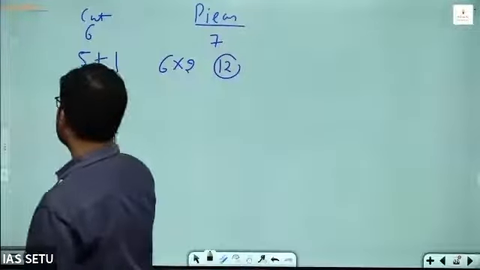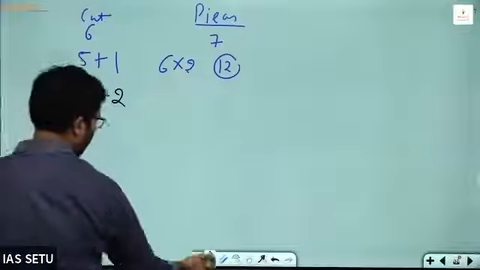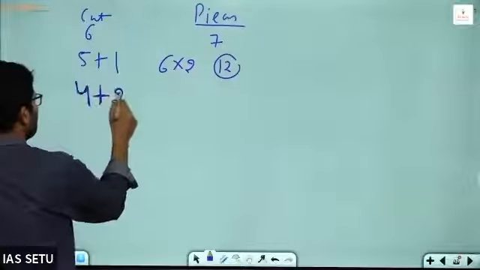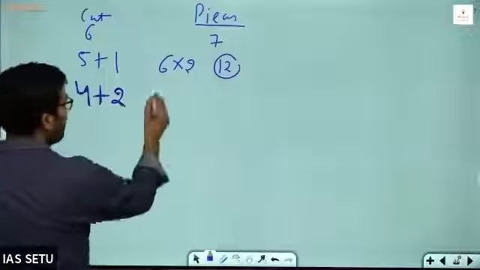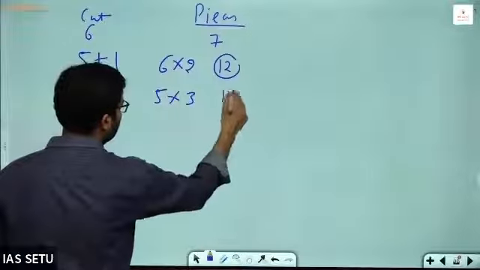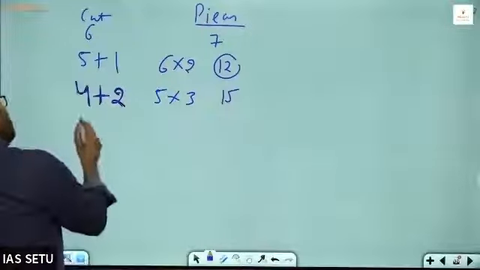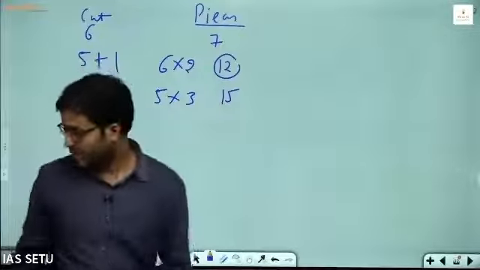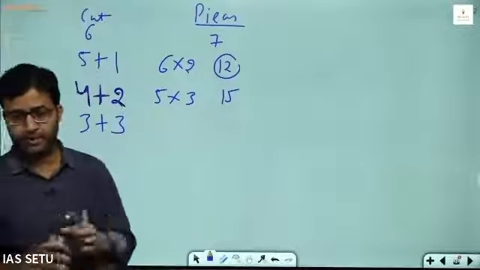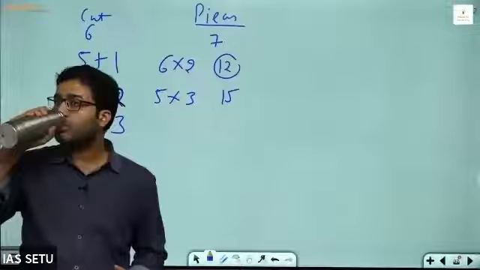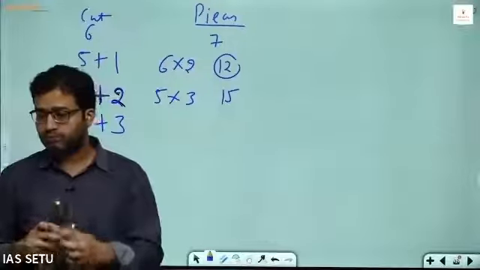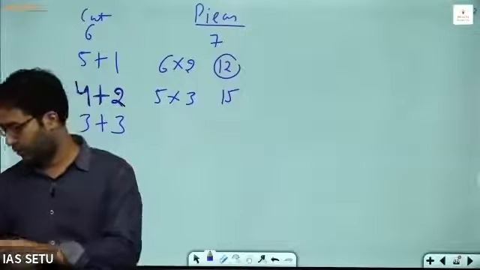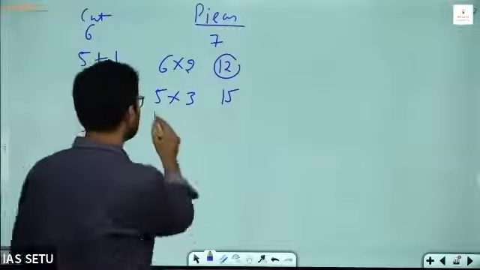Make 4 cut on X, 2 cut on Y. How many pieces? 4 cut on X, 2 cut on Y. 5 into 3, 15. Then 3 cut on X, 3 cut on Y. Tell me how many pieces? Four into 4, 16.